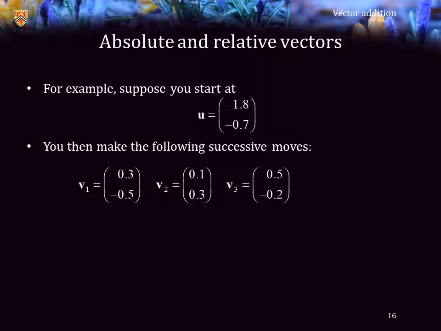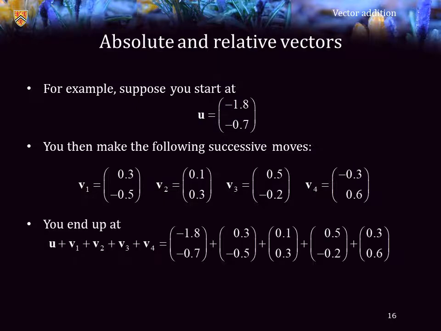0.5 to the right, 0.2 down, and then 0.3 to the left, 0.6 up. We can calculate our final position simply by adding each of these change vectors to u. And so if we add all of these vectors up, we get the vector negative 0.6, negative 0.5. That is our new location.